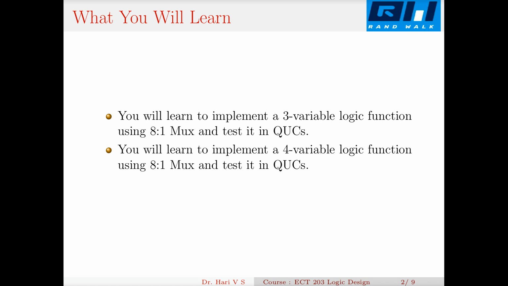Now the second part says you will learn to implement a 4-variable logic function. Say suppose I have a function of a, b, c, d. But I am using an 8:1 mux, so naturally you may think that you may need a 16:1 mux, but I can do with an 8:1 mux also. So what I do is I give the most significant bits, say a, b, c, to the select lines, and the least significant bit d to the information lines or the data lines. Okay, so this we will understand.